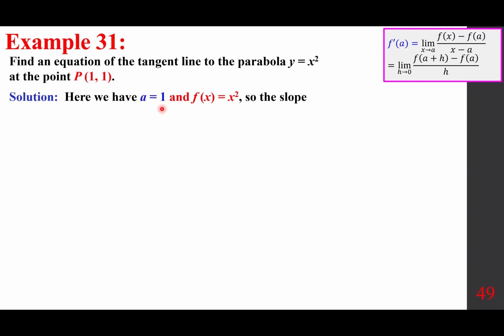So here you have a equals the x coordinate of the pair, a equals 1. The function is x squared. So we are going to go with one of those. For example, if I go with the limit of f of x minus f of a over x minus a as x approaches a, because sometimes one may be easier than the other. So we will do both for practice, everybody.